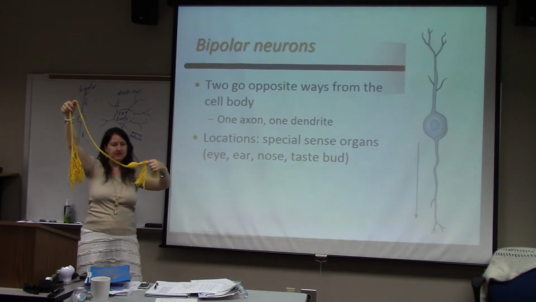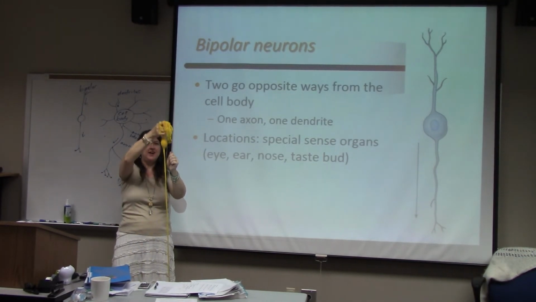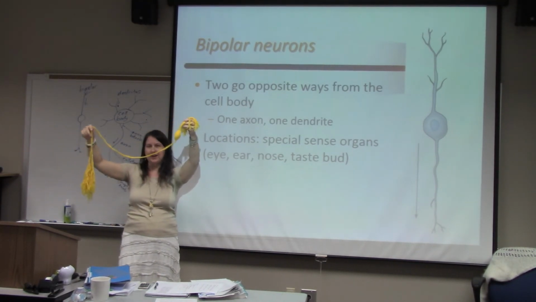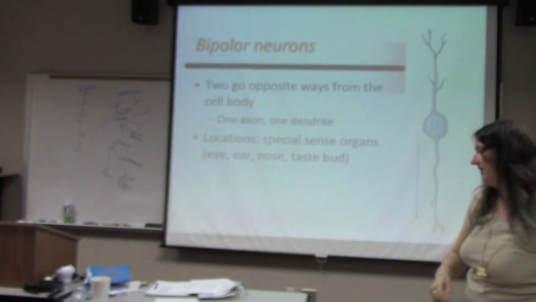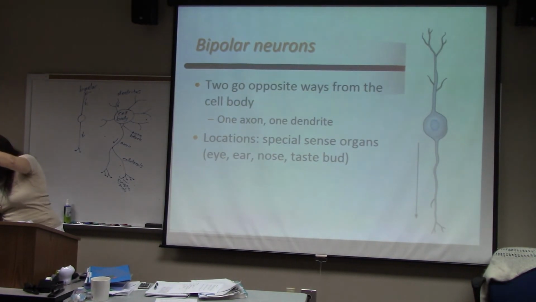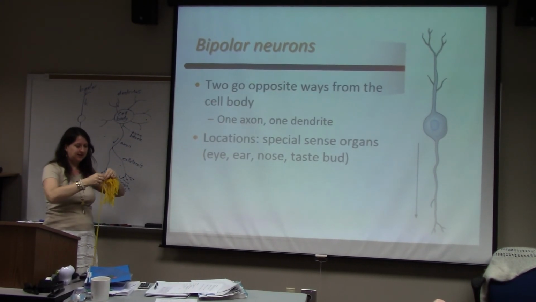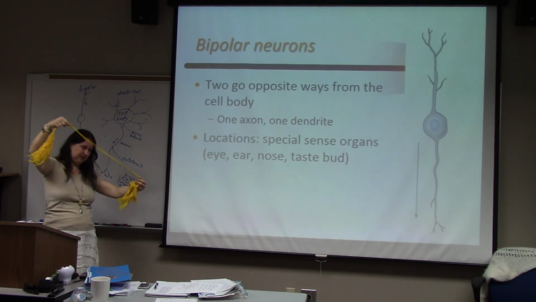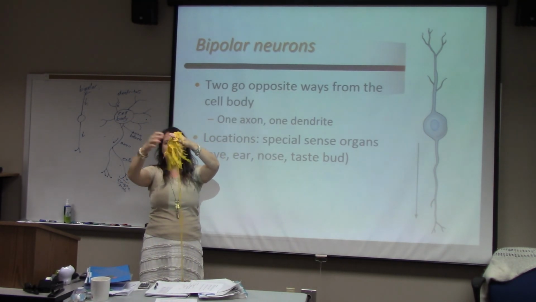So here's a model of a bipolar neuron. We've got a dendrite here, connects to the cell body, and then the axon comes off on the opposite end. We also have a multipolar here. Oh, the axon tied itself in a knot. Don't want that. So, one long axon, whole bunch of dendrites that are connected.